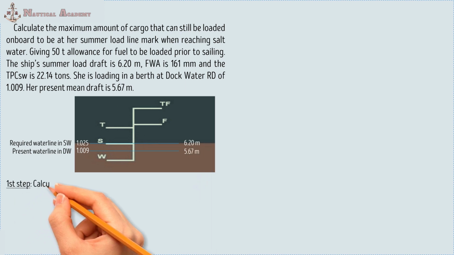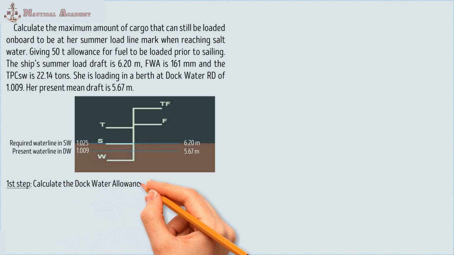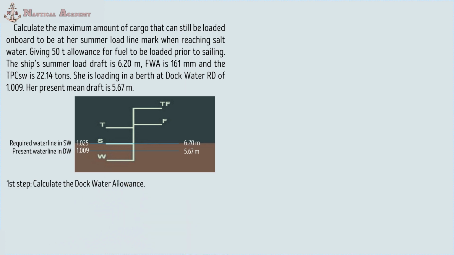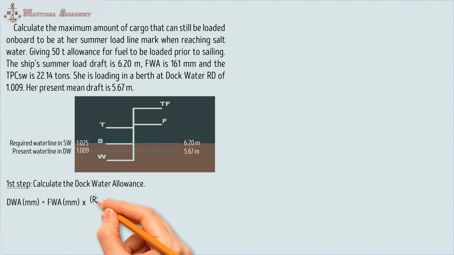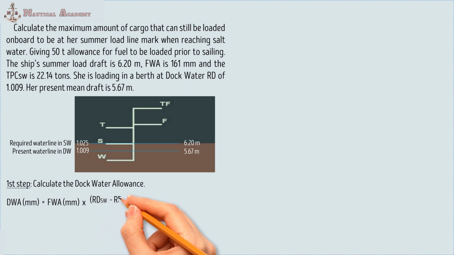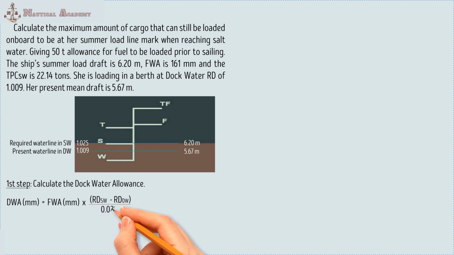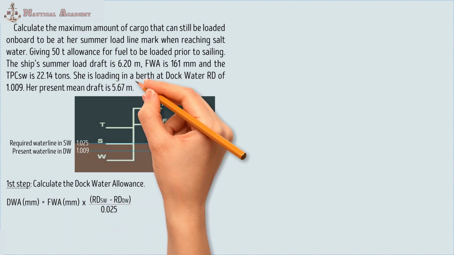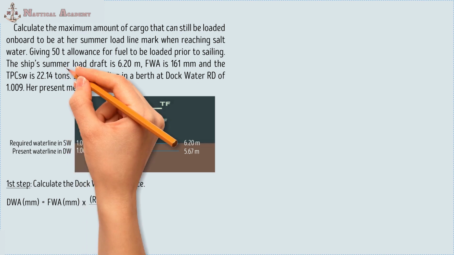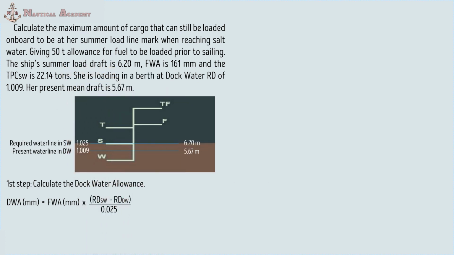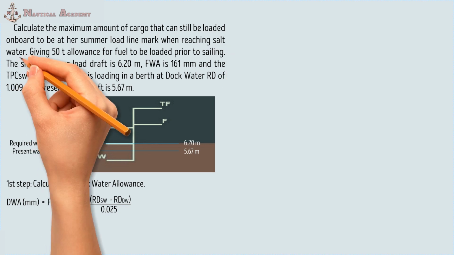For our first step, we will calculate the dock water allowance. The formula is: dock water allowance in millimeters is equal to freshwater allowance in millimeters times the difference between the relative density of saltwater and the relative density of dock water, divided by 0.025. We need to take the difference of the relative density of saltwater and dock water, since the ship is loading in dock water and the required draft is a summer load draft, which means that it is a draft when the ship is floating in saltwater.